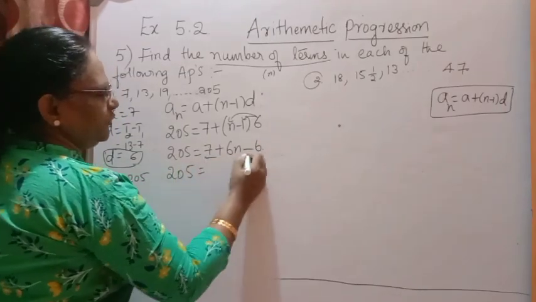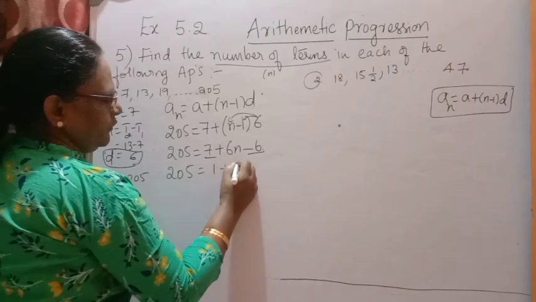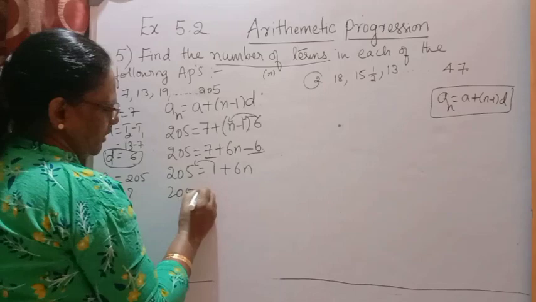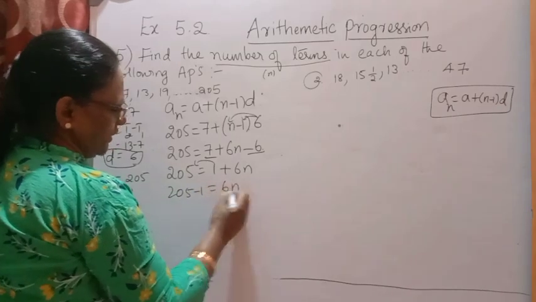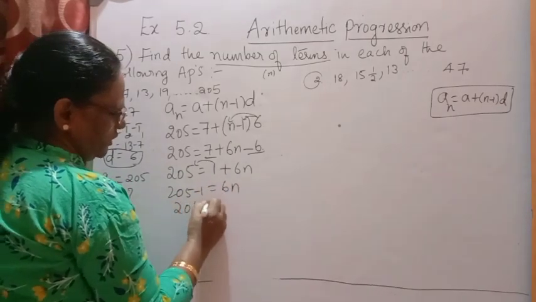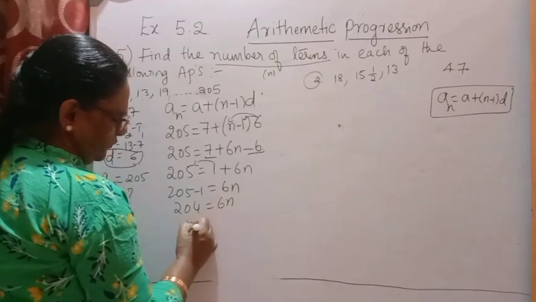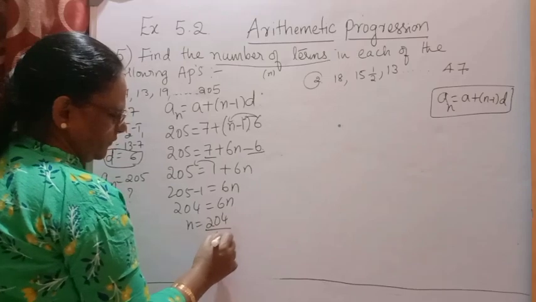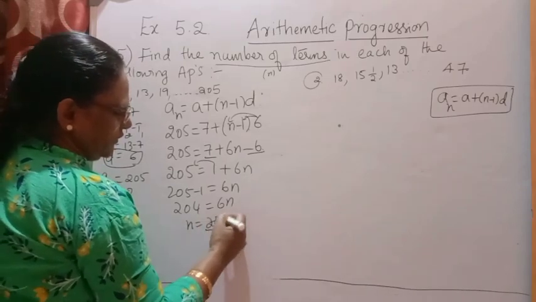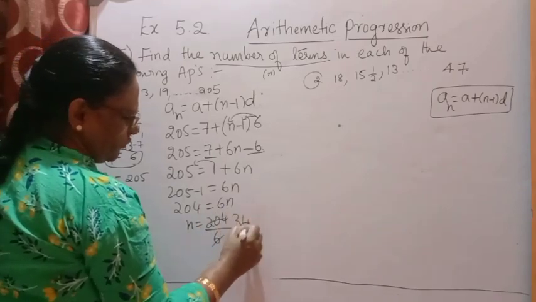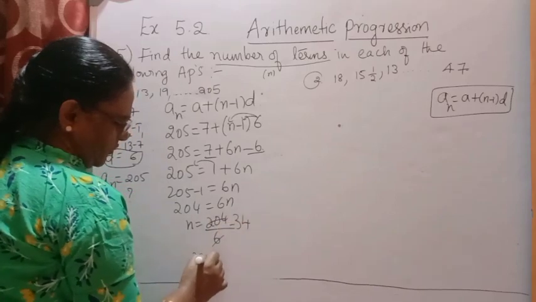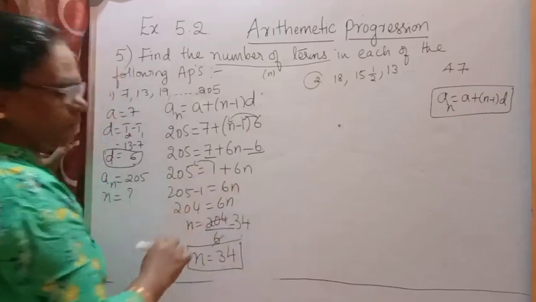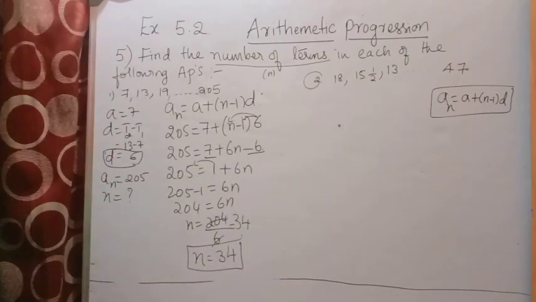205 is equal to, group these two, 7 minus 6 is 1, 1 plus 6n. Shift 1 here. 205 minus 1 is equal to 6n. 204 is equal to 6n. n is equal to 204 divided by the coefficient of n. 6 3s are 18, 2 is remainder, 24, 6 4s are 24. Therefore, how many terms are there in this sequence, progression? The number of terms is 34.